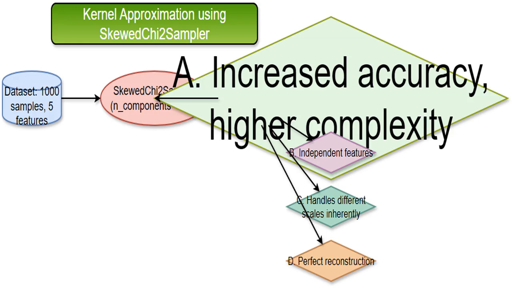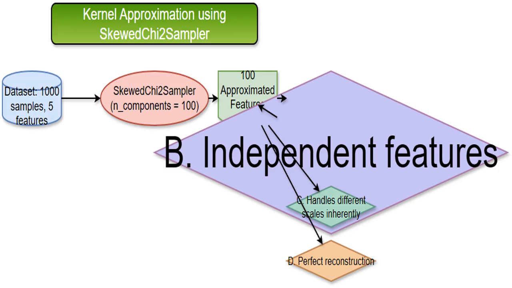Increasing the number of new features, higher NCOMPONENTS, generally improves the approximation's accuracy but also increases the computational cost. More features mean more calculation, like trying to solve a more complex puzzle. The new 100 features won't be completely independent of each other. They are related because they come from the same original 5 features. It's like having siblings, they're related, but not identical.